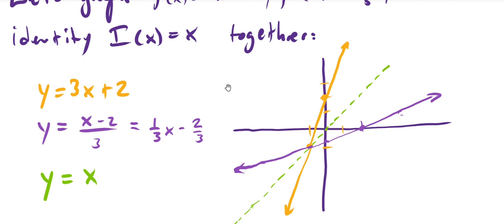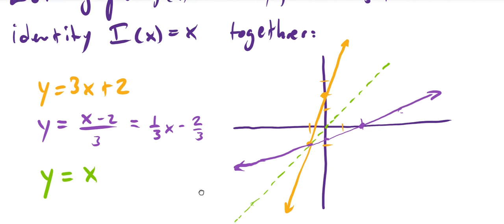This is 3x plus 2, so intercept of 2, slope of 3, over by 1, up 3. And this one, if we distribute that divide by 3 against the x, that's a third of x, and against this 2, that's minus 2/3. So this has a y-intercept of minus 2/3, and a slope of 1/3, over by 3, up by 1. Okay, so let's graph those, and let's graph y equals x, the identity function line.